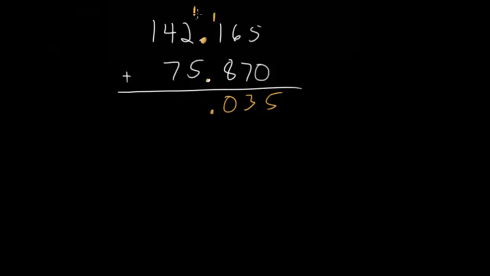Now 1 and 2 make 3. 3 and 5 make 8. Then we do 4 and 7, which makes 11. Really, we're adding 40 and 70 here if you ignore the numbers in the ones place. So you really get 110. So you put the 10 down there in the tens place, and then you put the 1 up in the hundreds place. 1 and 1 make 2. So your final answer would be 218, and this is 35 thousandths, since this is the thousandths place, and you essentially have 35 of them.